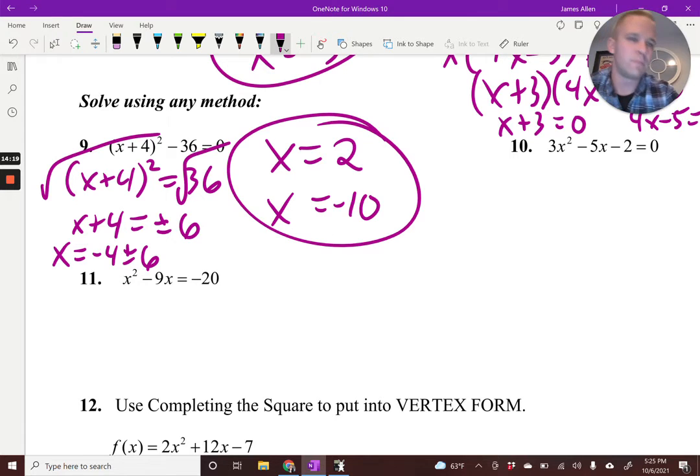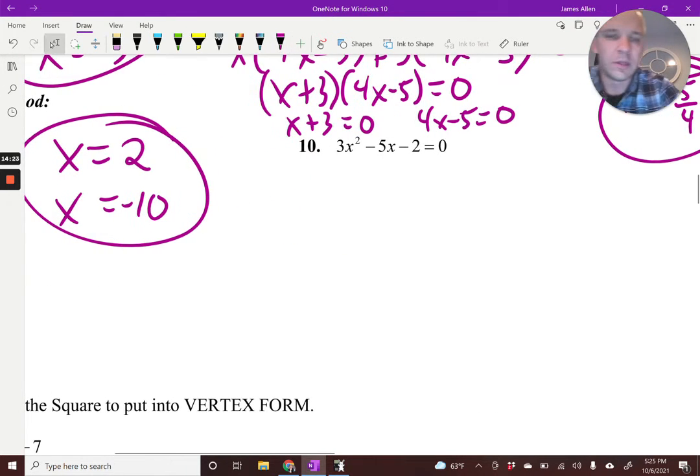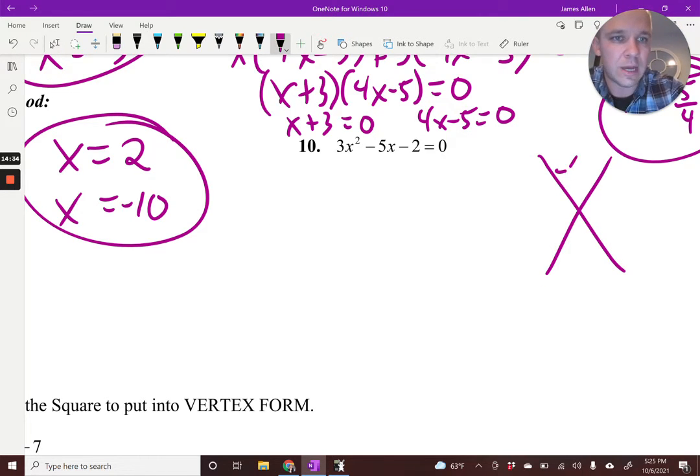Super easy. Number 10. Leading coefficient. Well, I can go quadratic formula with this, or I could try to factor with a leading coefficient. I'm going to see if this thing is factorable because I think it is. So what multiplies to -6? 3 times -2. What adds to -5, my middle term? Well, that would be -6 and +1. So this is factorable. I can avoid the quadratic formula.